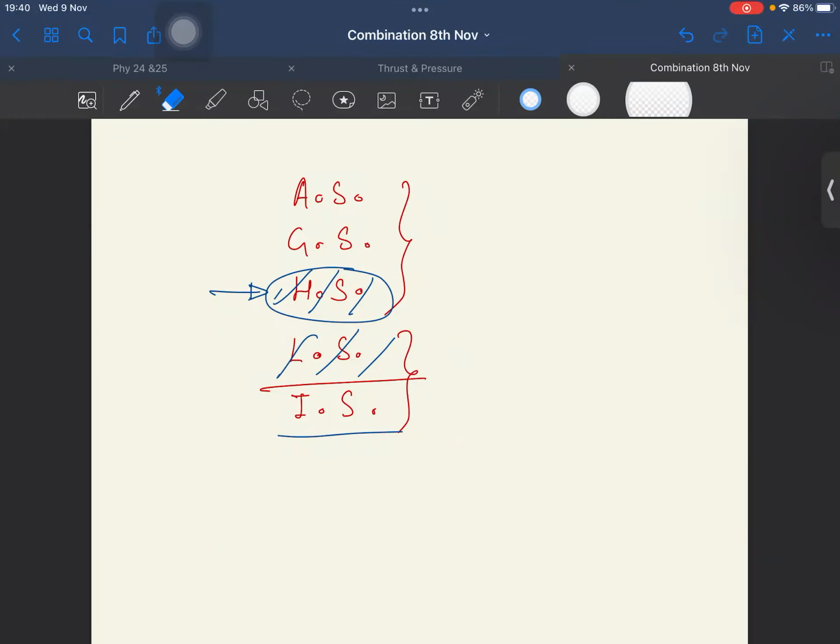First, obviously, I'm going to cover whatever is there in the CBSE or NCERT book. So with this, we are done with permutation and combination.